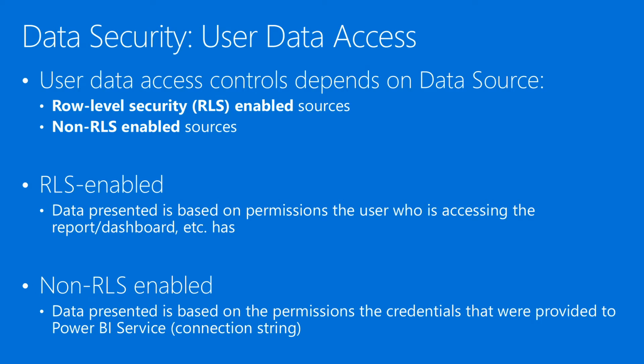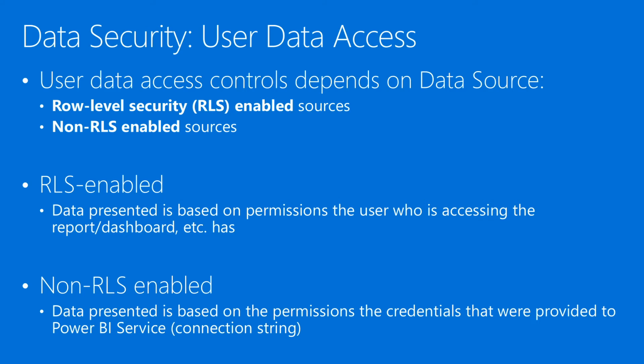Okay, data security, user data access. How do we control what information the users can see? Well, first of all, it really depends on the data source and what it supports. There's 2 levels, or 2 types of data sources. The first ones are RLS enabled. The second is not. At the highest level, what RLS enabled allows us to do is, as part of the data retrieval process, have that be filtered down to the user principal or the group or whatever the semantic is that user belongs to give them that access. Meaning the data presented depends on the person.